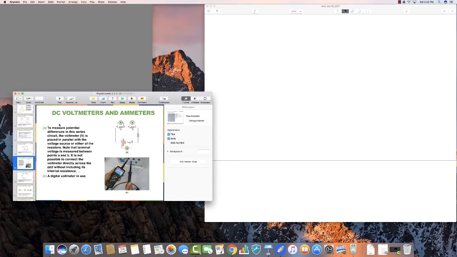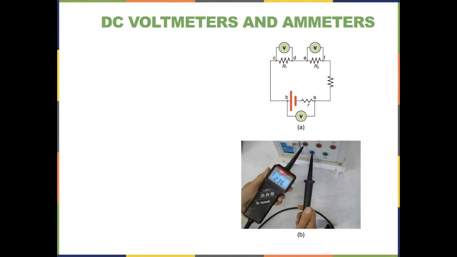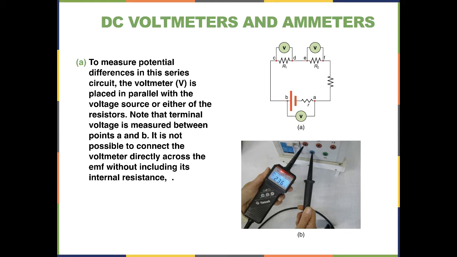Now I'm going to finish up with a fairly quick discussion of DC amp meters and voltmeters, and that'll be all we talk about. When you measure the potential difference with a voltmeter, you have to put your voltmeter in parallel with the resistances in the circuit that you're involved with.